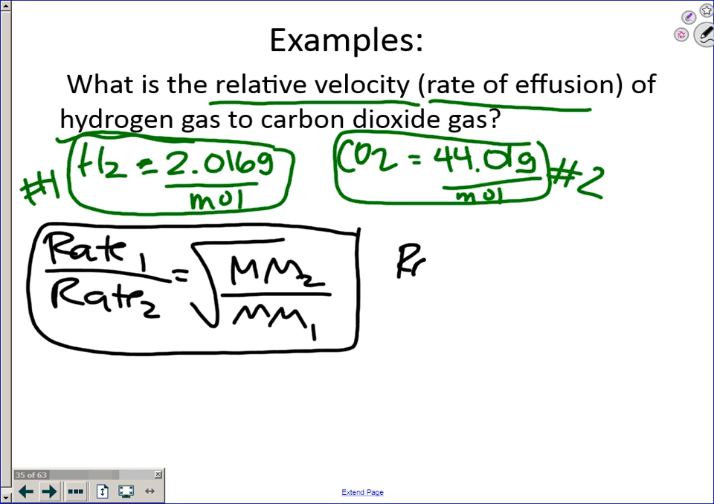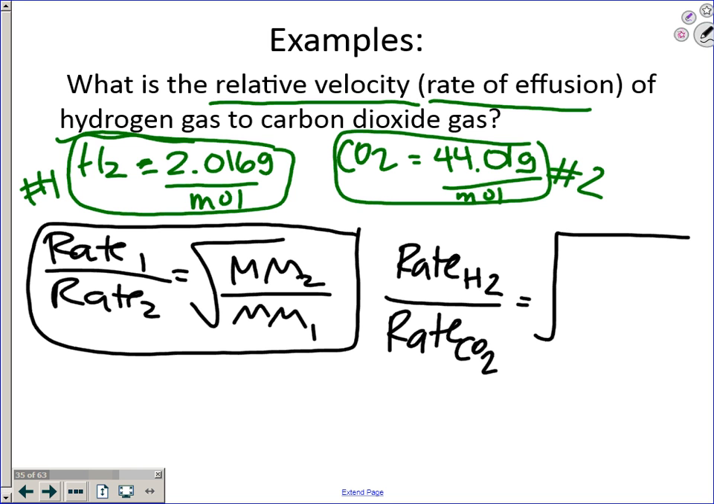So rate 1 is going to be talking about who? Hydrogen. Okay, rate 2 is who? Carbon dioxide. Okay, and then square root of molar mass of who goes on top? Carbon dioxide. Good, because it's inverse. So carbon dioxide goes on top, so that's 44.01 grams per mole.